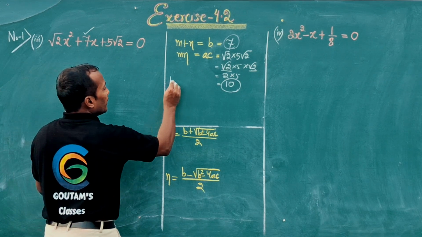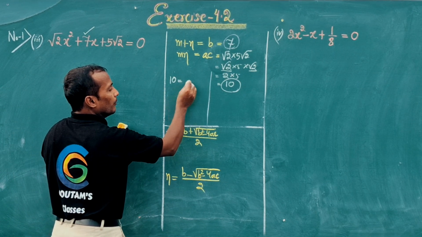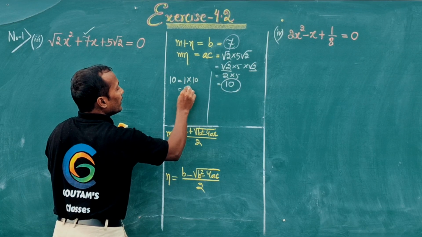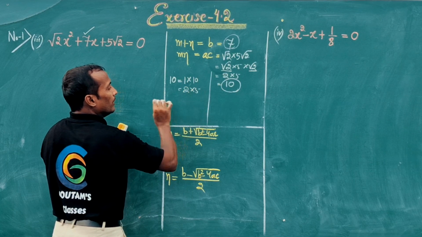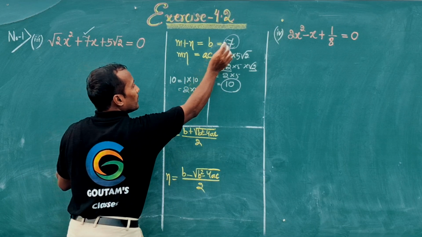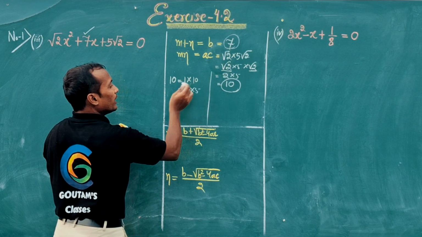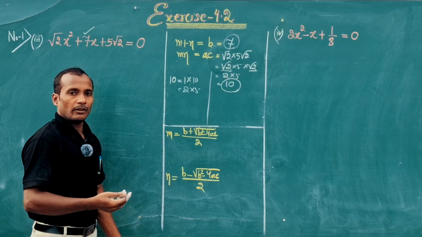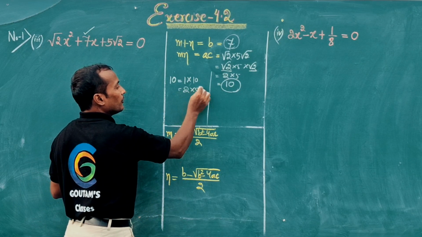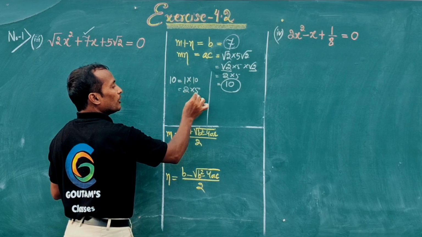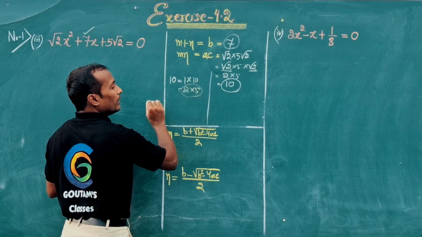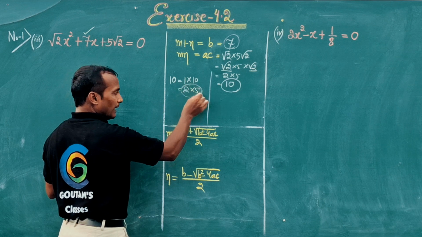So as we were doing, I can write 10 as a product of two numbers in different ways. 1 into 10. I can write also 2 into 5. Now, after writing all the possible pairs, you check which pair gives you sum equal to 7. 1 and 10 will not give you sum equal to 7 or difference equal to 7. But 2 and 5 will give you sum equal to 7. 2 plus 5 gives you 7. So our two numbers will be 2 and 5. This is our selected pair.